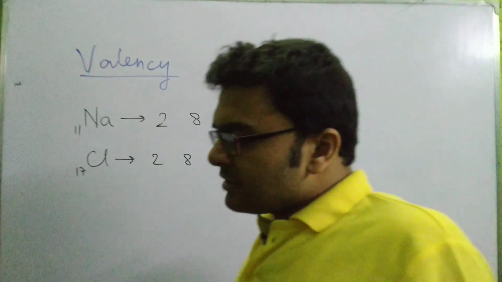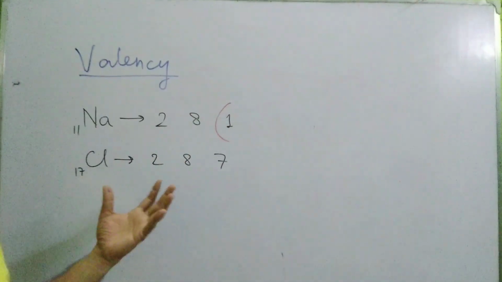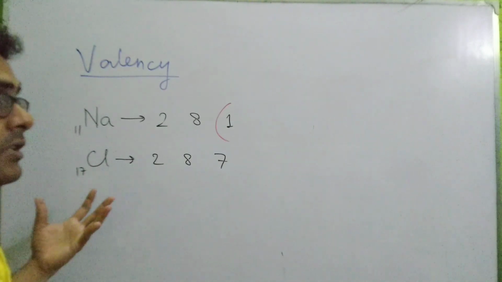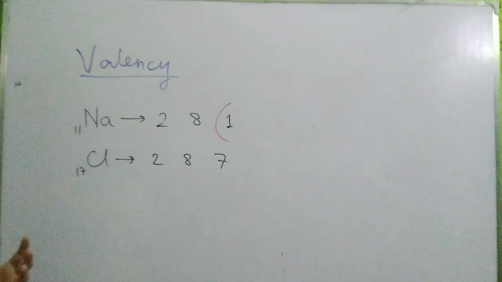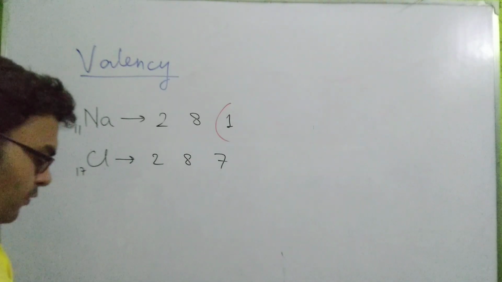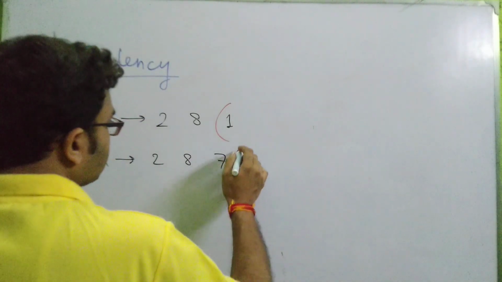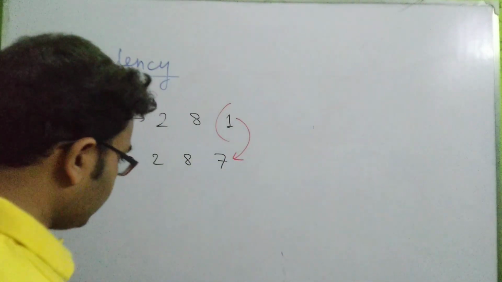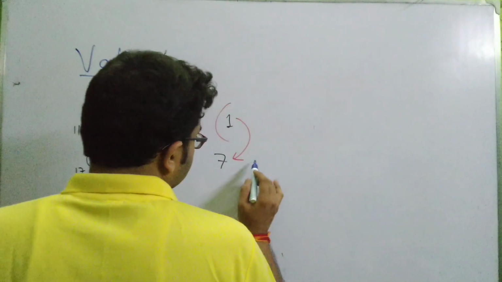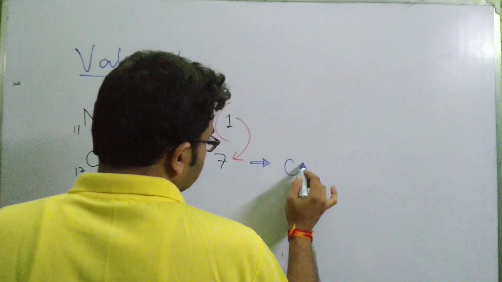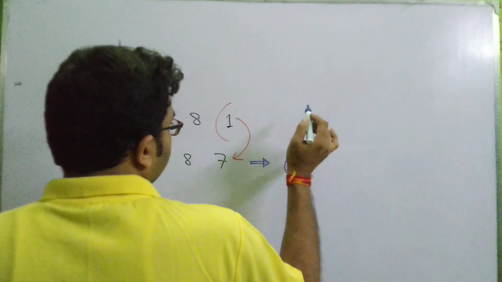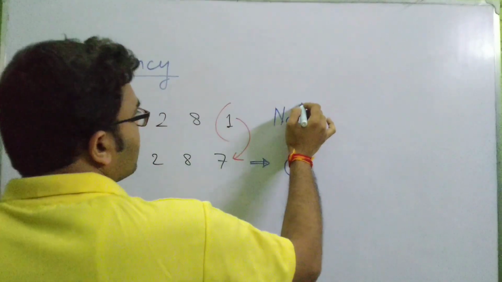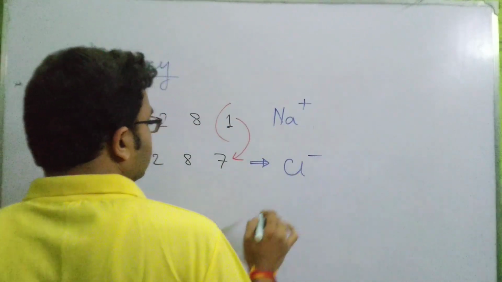Some atoms like sodium give away the one electron, and non-metals like chlorine, on the other hand, accept electrons. When this electron is accepted by the chlorine atom, what happens? The chlorine atom becomes negatively charged, and the sodium atom becomes positively charged. How much positive? 1. So I will just write a 1 plus sign here and a 1 minus sign here.